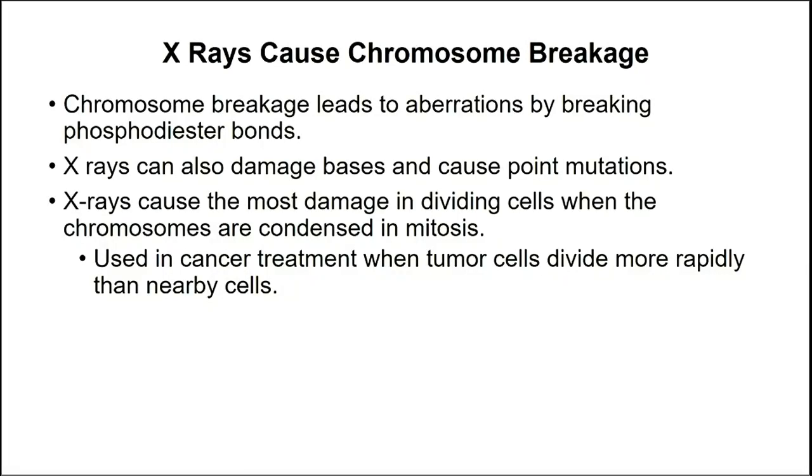X-rays cause the most damage in dividing cells. The chromosomes are more condensed in these dividing cells. Remember in prophase, the chromosomes condense. And so therefore they are more prone to breaking due to these X-rays. So this is still used somewhat in cancer treatments, because if we're going to shine X-rays at a tumor, then it's much more likely to attack the cells that are actively dividing versus the surrounding normal tissue that's not dividing as much.